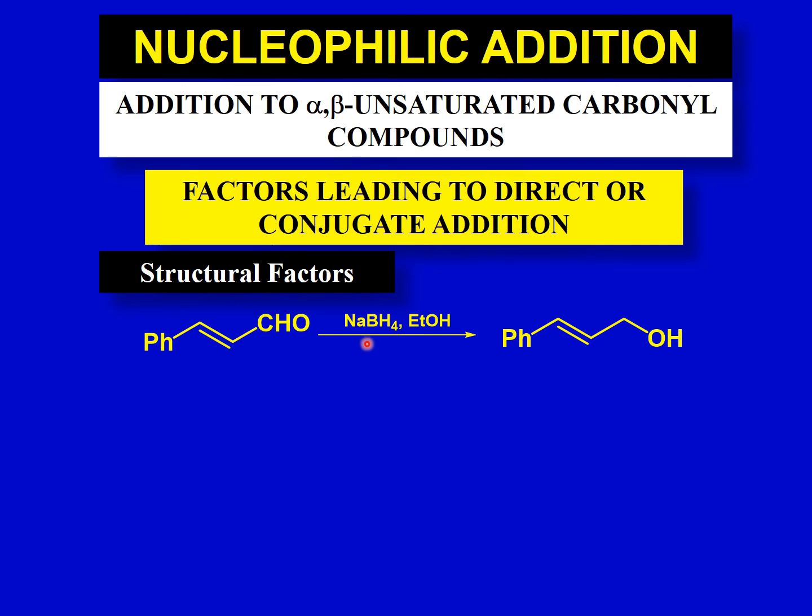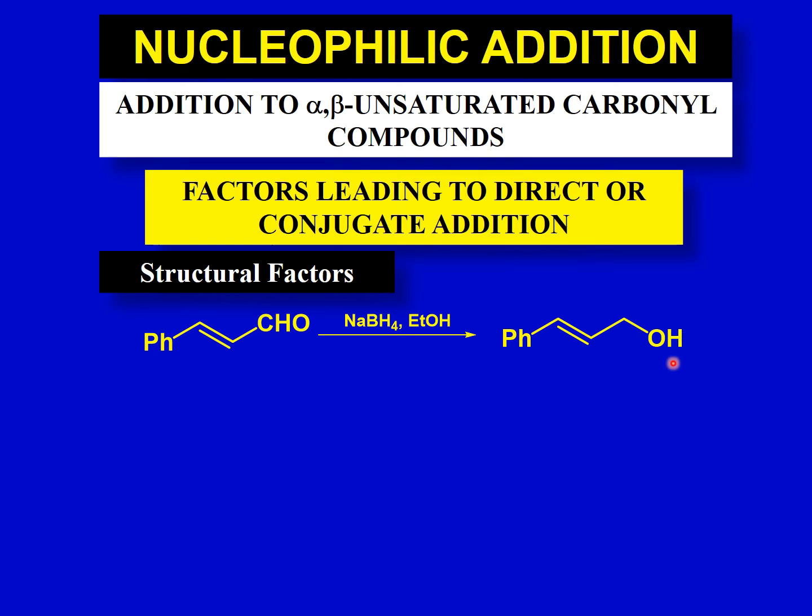Here we have an aldehyde reacting with sodium borohydride. Sodium borohydride is a reducing agent. It's a hydride transferring reagent. So the first question to ask is, where will this hydride ion be transferred, whether at the carbonyl carbon of the aldehyde or at the beta position, which also is electrophilic in nature.